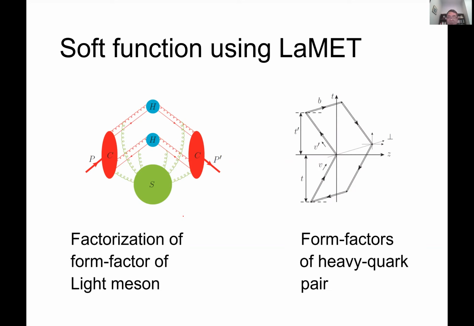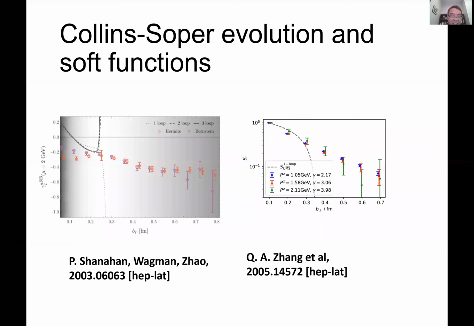So anyway, I'm going to be very brief here. This is the Collins-Soper rapidity evolution calculated using lattice QCD by the MIT group. And this is the soft function calculated by a group in China. You can see that people started getting those functions from non-perturbative approaches.